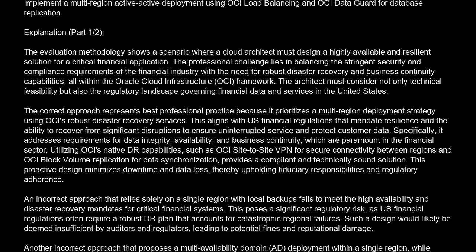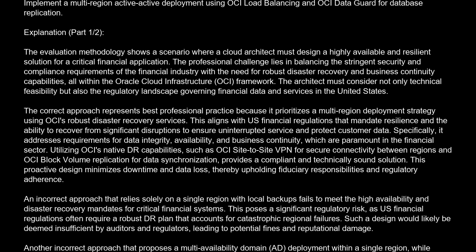The architect must consider not only technical feasibility, but also the regulatory landscape governing financial data and services in the United States. The correct approach represents best professional practice because it prioritizes a multi-region deployment strategy using OCI's robust disaster recovery services. This aligns with U.S. financial regulations that mandate resilience and the ability to recover from significant disruptions to ensure uninterrupted service and protect customer data. Specifically, it addresses requirements for data integrity, availability, and business continuity, which are paramount in the financial sector.